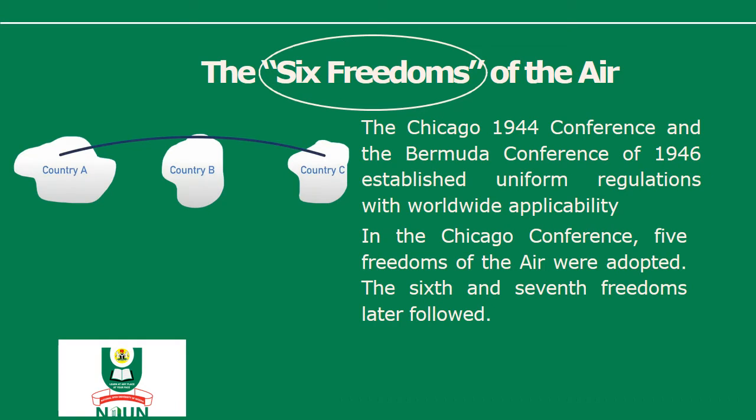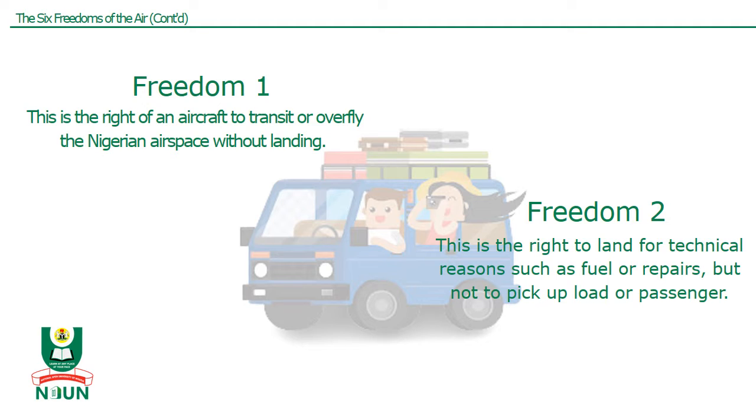Government should also provide. While we are discussing, there are six freedoms given to anyone in air transportation. Such freedoms are: number one, the right of the aircraft to transit or overfly Nigerian airspace without landing. Two, the right to land for technical reasons, such as fuel or repair, but not to pick up load or passengers.